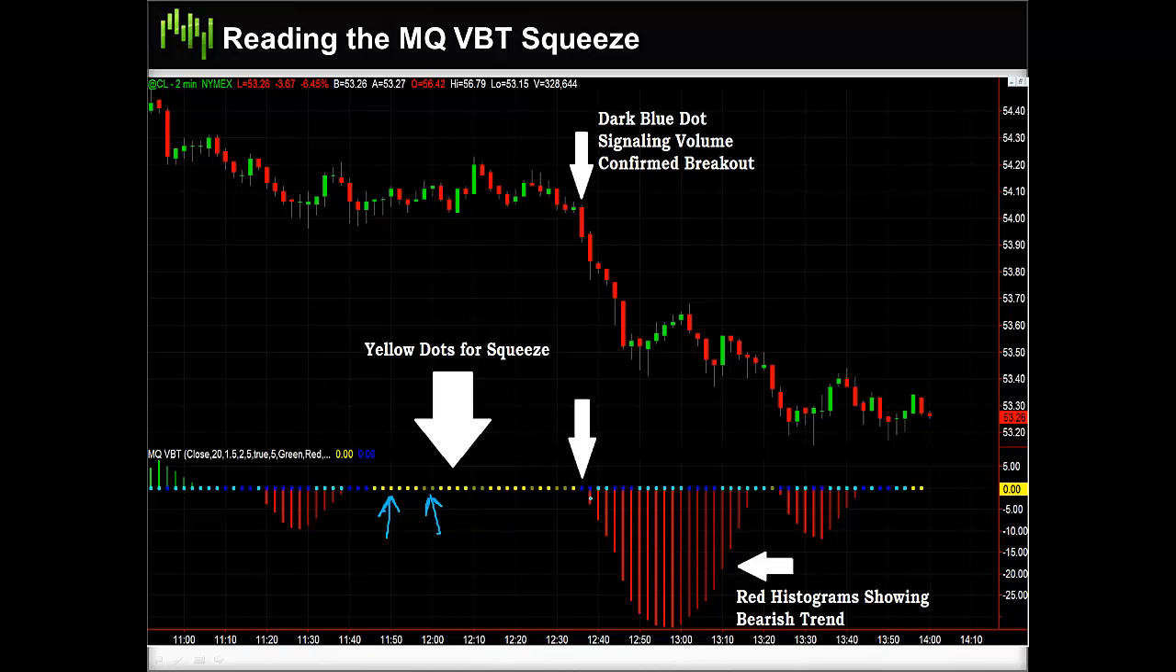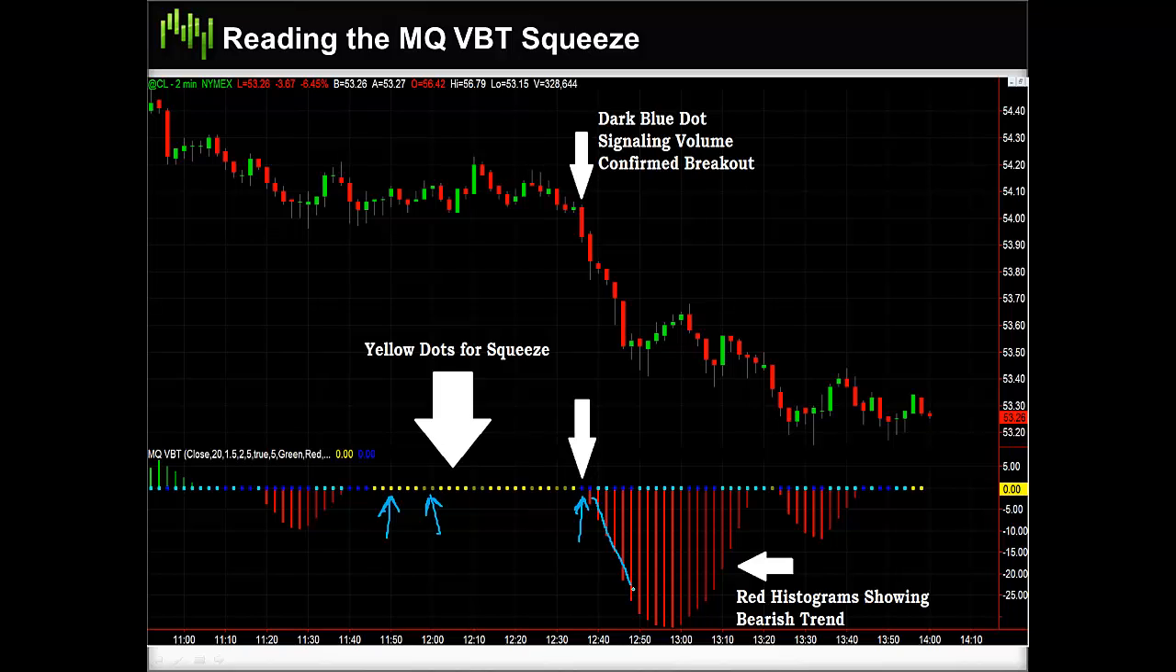Dark yellow dot means we are in compression with above average volume. And by the way, somebody's going to ask this, I'm sure. Yes, you can change the colors of everything on here. For those of you that are colorblind and want to have more contrasts, you can absolutely change the colors. Dark blue dot means we exited the squeeze, so it expanded out of the squeeze, no longer consolidation, no longer in compression. Dark blue means volume confirmed, so we have above average volume on the breakout.